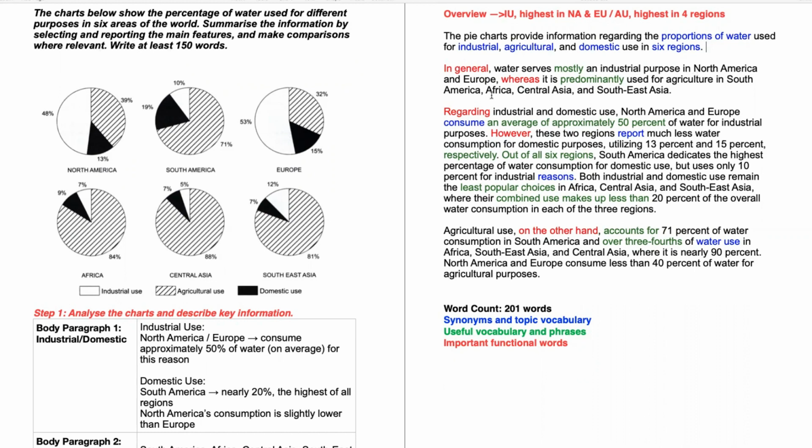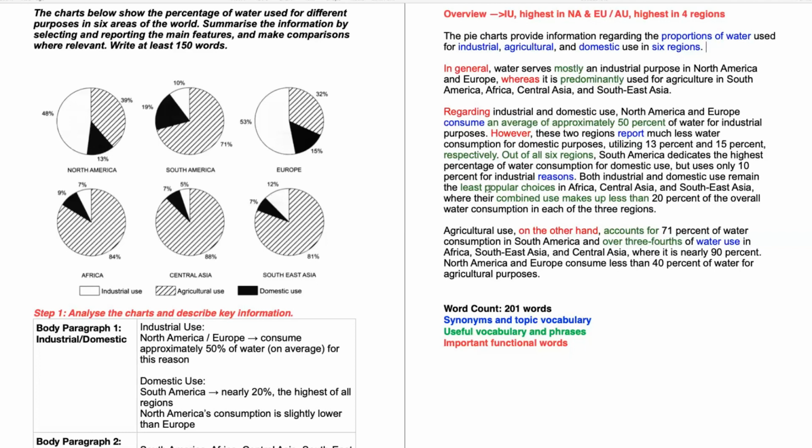Now, looking at the overview paragraph, I've said in general, water serves mostly an industrial purpose in North America and Europe, whereas it is predominantly used for agriculture in South America, Africa, Central Asia, and Southeast Asia. So note I'm being general, so I've said in general, and whereas, like we saw in our previous example, is a great connective. I've also said mostly and predominantly. I've included this in green. Mostly is because it's at 48%. Predominantly is something that is a main feature.